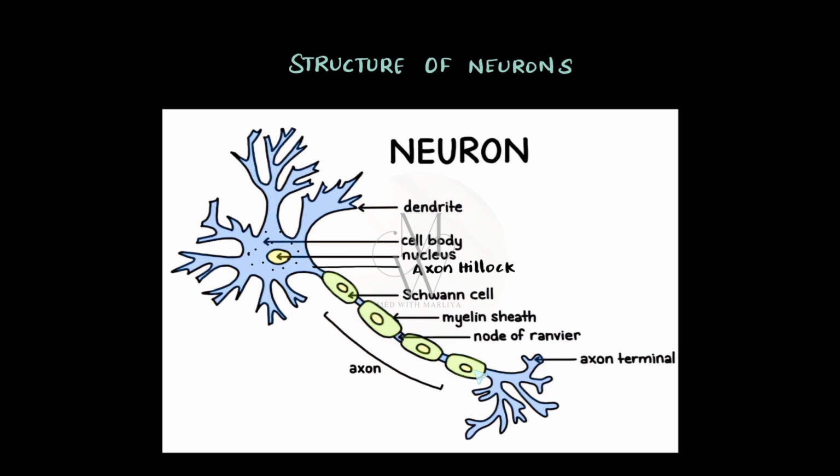This long thin projection is called the axon. The starting point of the axon is the axon hillock. It is present at the junction of the cell body and axon, but there are no Nissl granules in the axon hillock. The axon is surrounded at regular intervals by cells called Schwann cells, which produce an insulating substance called myelin. Myelin is a fatty substance which is white in color. So it forms a sheath called the myelin sheath. The gaps between the myelin sheath segments are called nodes of Ranvier. The terminal part of the axon is called the axon terminal.